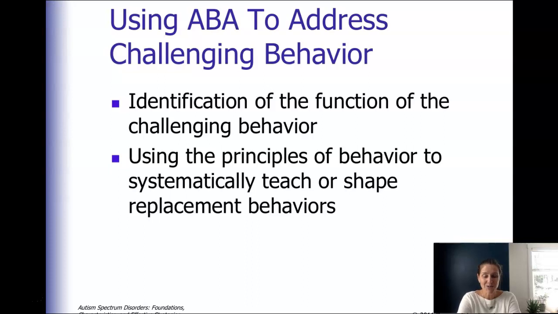Once we know the function of the behavior, what we can do is we can use the principles of behavior. So those 3 things that we talked about way back in the beginning of the chapter: all behavior is learned, all behavior serves a purpose, and all behavior is contextual. So we can use our understanding of those 3 principles to systematically teach or shape replacement behaviors. So we're not just going to say we are going to end this challenging behavior. We're going to teach the learner how to do something in place of that challenging behavior so that their life isn't as disrupted as it had been in the past.